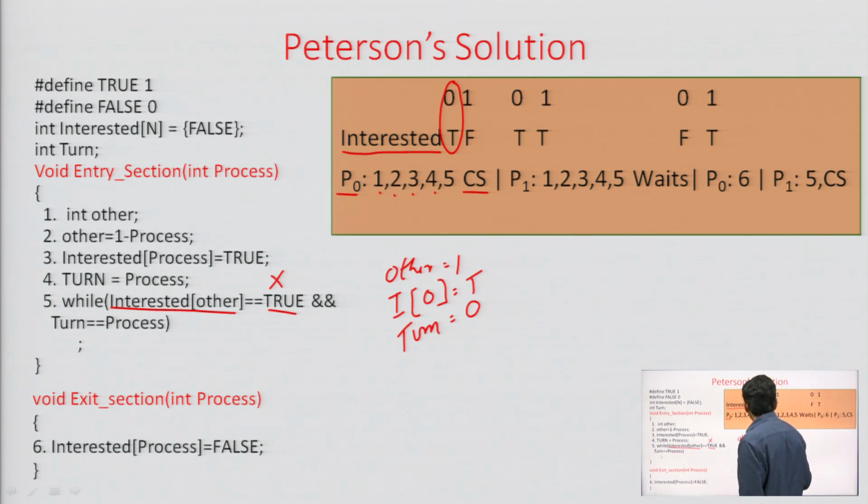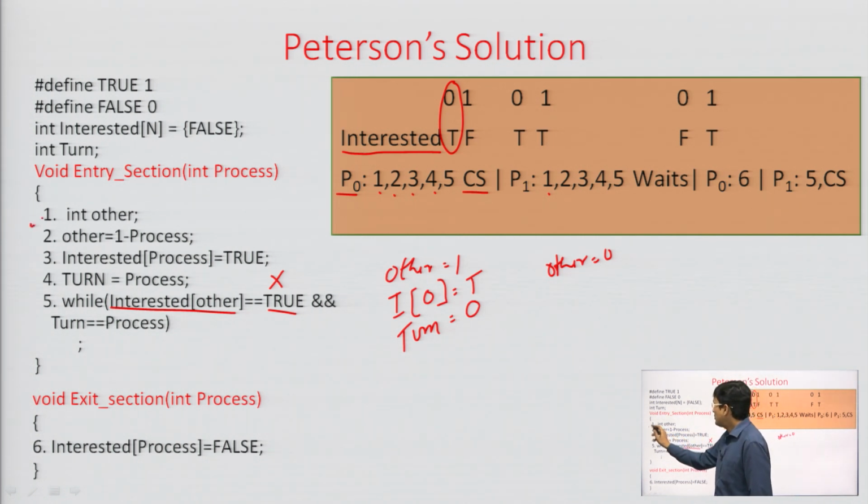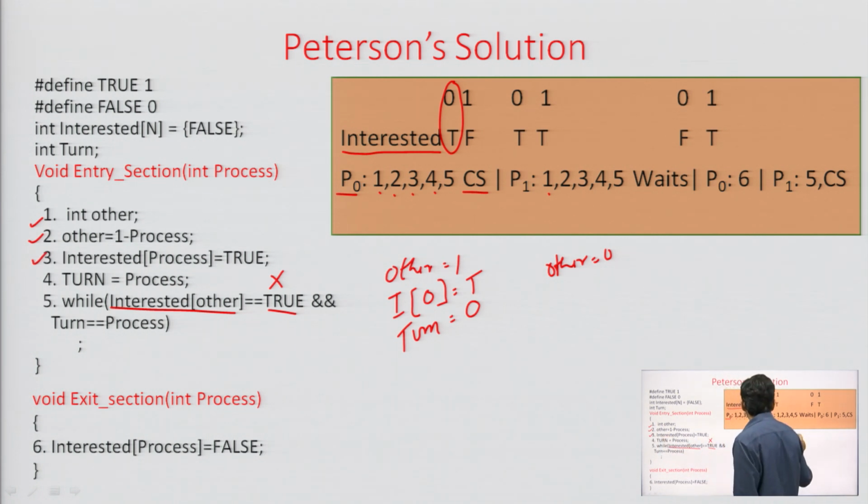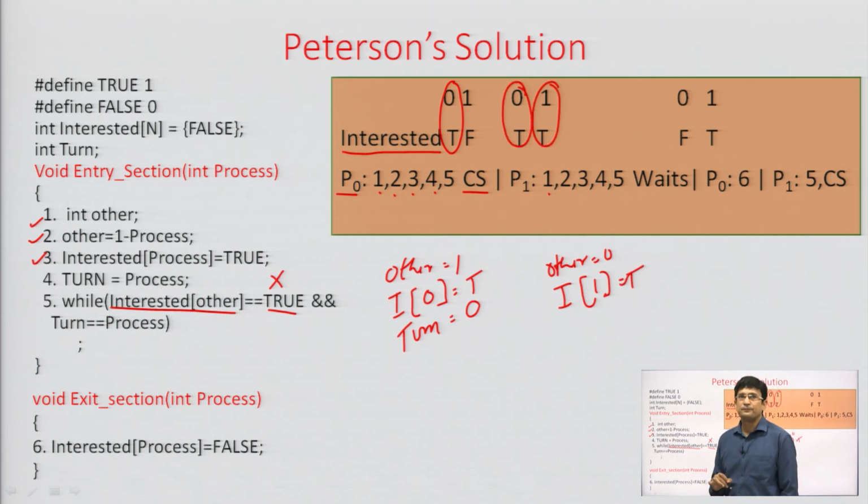Fine. Now, what about the P1 process? The P1 process is in statement number 1, it has set the other as 1 minus 1, which is 0. It is seeing that it has to enter the critical section. So statement number 3 will set its interest as true. So I1 is set as true. So I0 is true and I1 is also true.